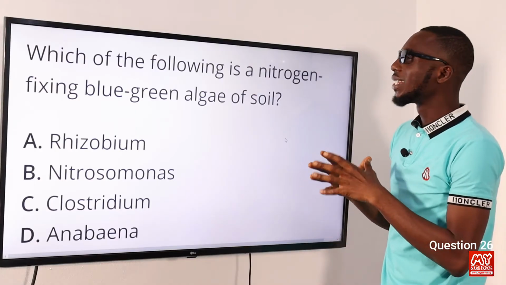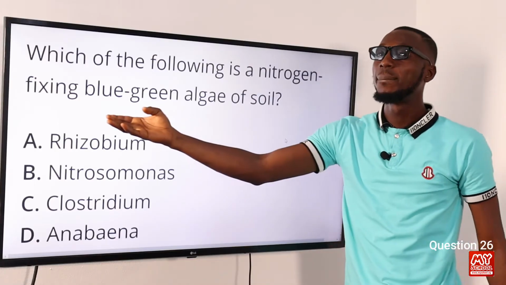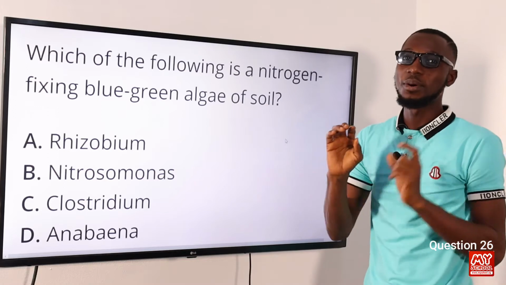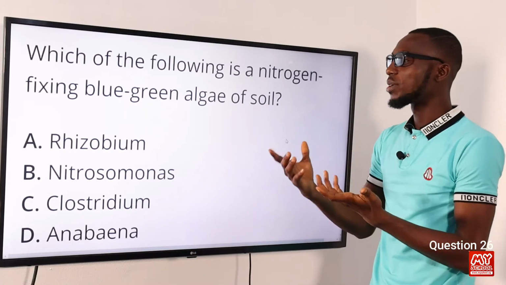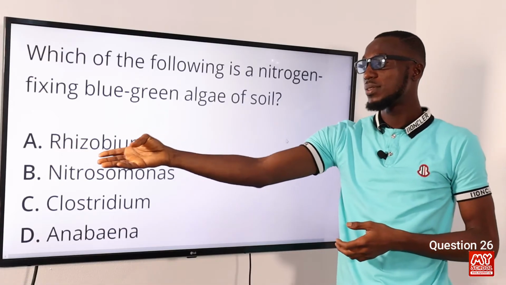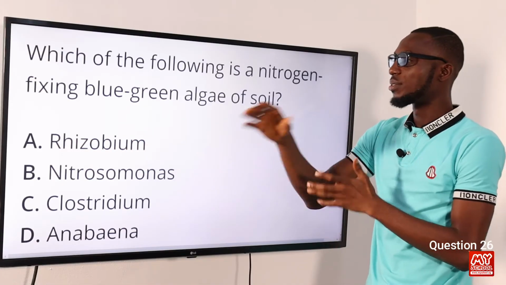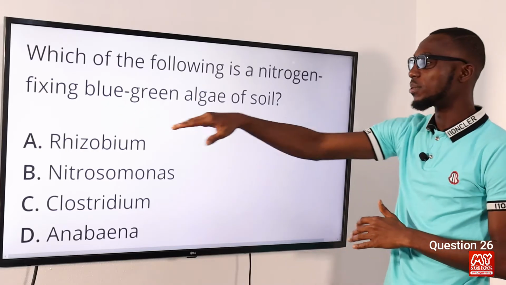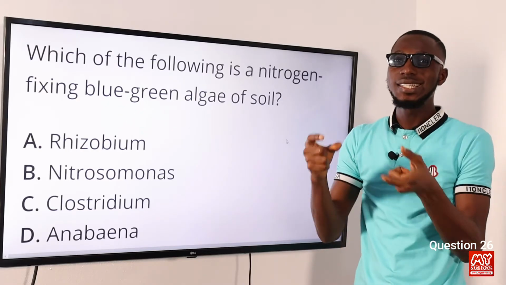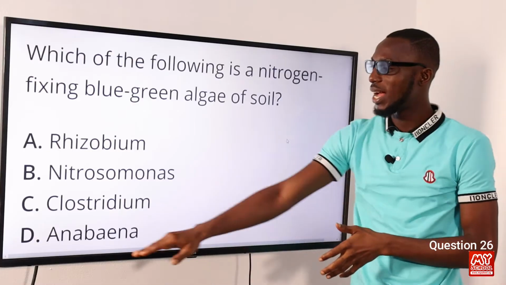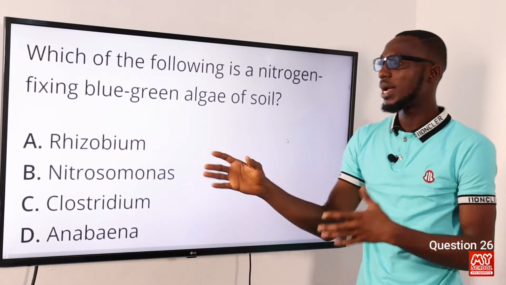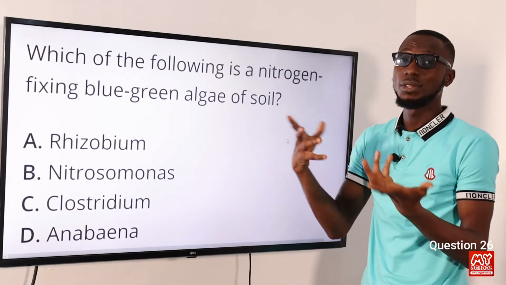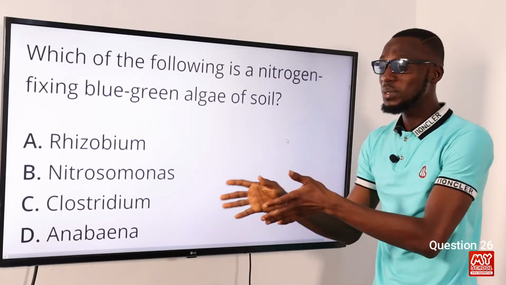Which of the following is a nitrogen fixing blue-green algae of soil? All right, so take note of blue-green. Naturally we would tend towards rhizobium, but since we have this description to give us a distinct idea, what we'll go for is Anabaena. This whole description is fitting for Anabaena. You can examine this relationship between it and mosquito fern. So the correct option here is option D.